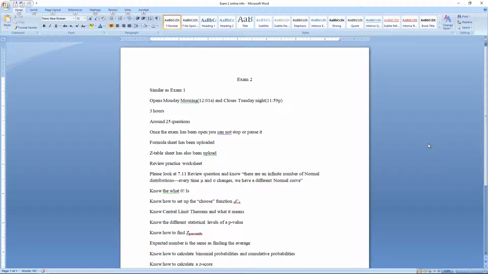There have been formula sheets uploaded for you, and there's also a Z-table sheet that has been uploaded. Feel free to print these out and use them on the exam. They're there for your convenience.